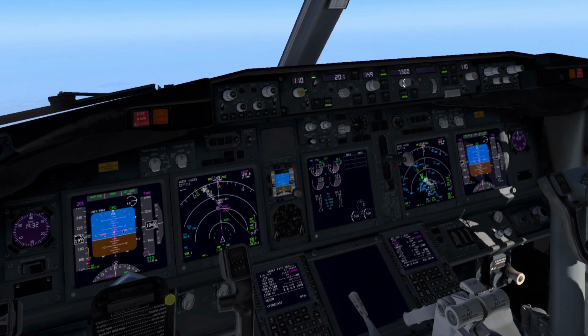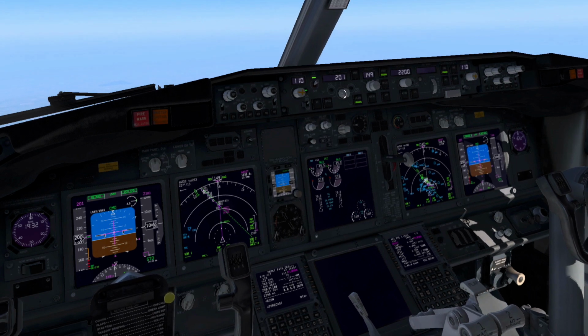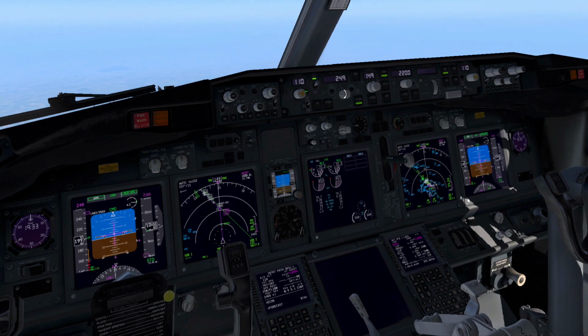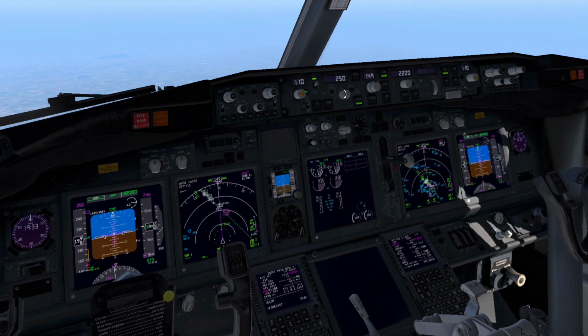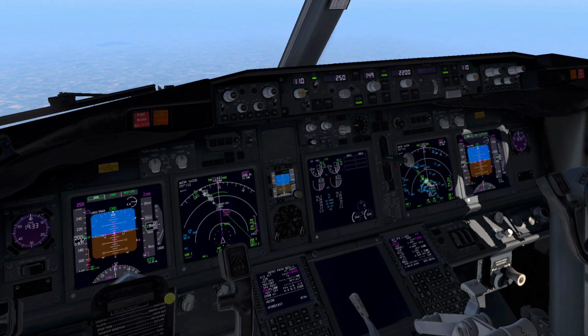Now let's say that ATC finally clears us for the approach. So the first thing that we need to do is to descend. So let's press level change and increase the speed. Now we are below 10,000 feet, so our speed restriction is 250. So let's increase the speed to 250 and let's get back into profile.